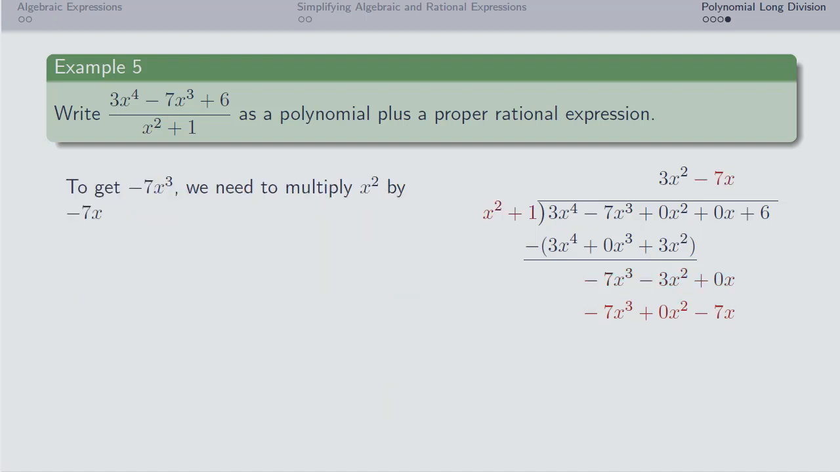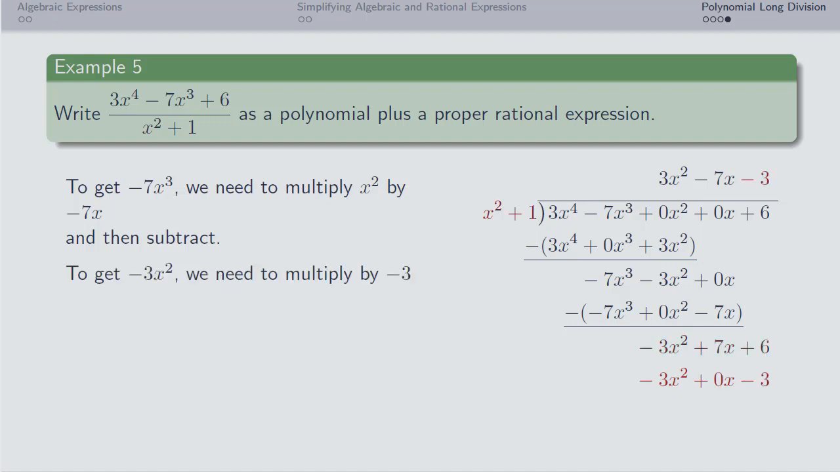So now I need to multiply something by x squared to get minus 7x cubed. Well, that's going to be minus 7x. So multiply by x squared plus 1, I get minus 7x cubed plus 0x squared minus 7x. And I subtract this, and I have minus 3x squared minus 7x is plus 7x. And then I bring down the 6. So I need to multiply by minus 3. So that's minus 3x squared plus 0x minus 3. Now when I subtract, I get 7x plus 9.